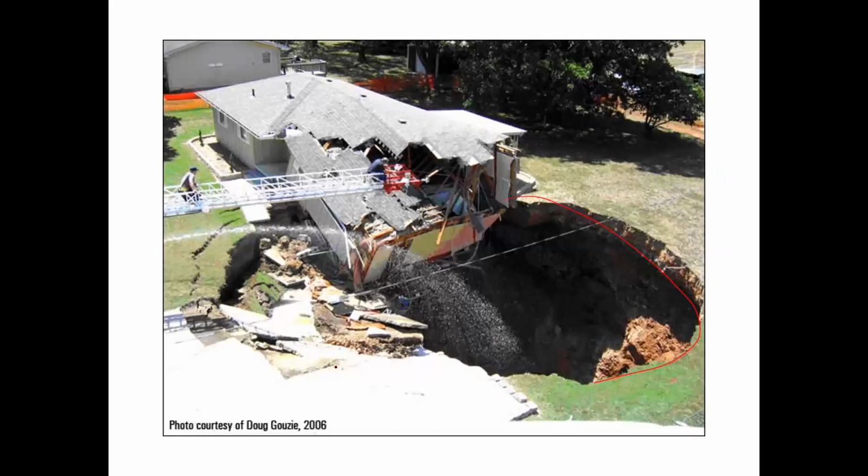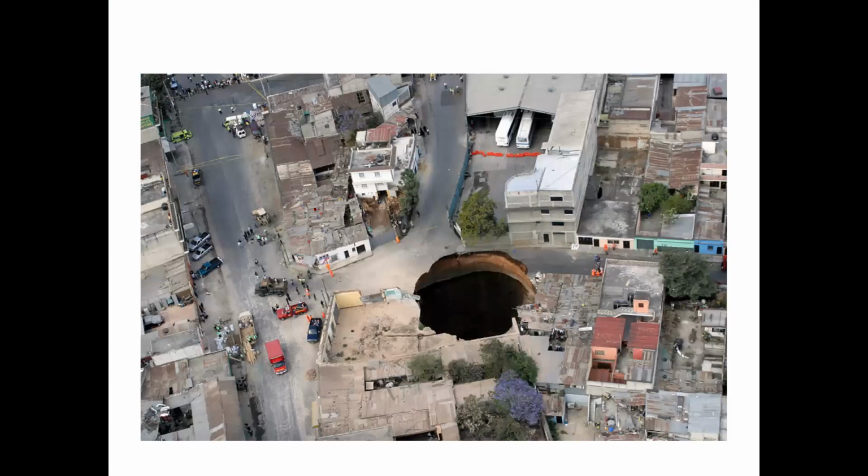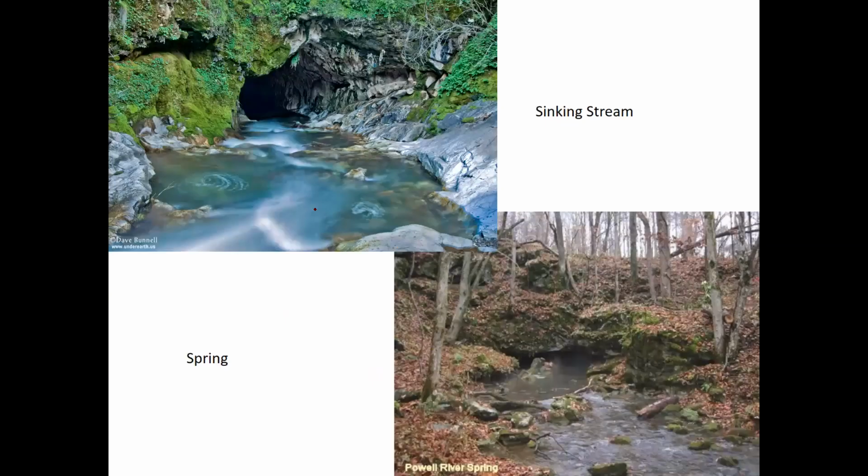Here, this sinkhole formed, and this half of the house has fallen into it. This is an old sinkhole. You can see it's so old that trees are growing up from the bottom of it. There's one formed in China. China has a lot of limestone, so it has a lot of karst topography. And so these sinking streams, these streams just disappear into these caverns, become part of the groundwater, and then these springs where water just flows out from the ground.